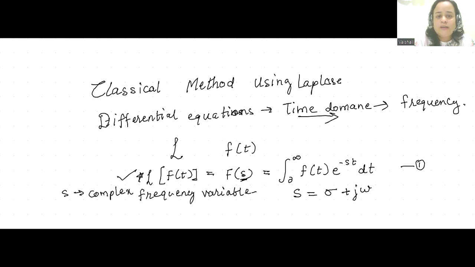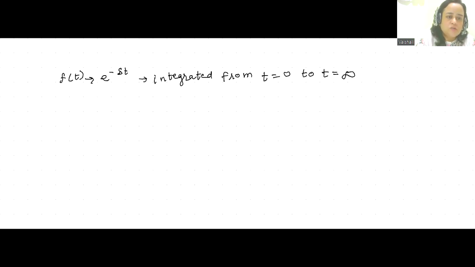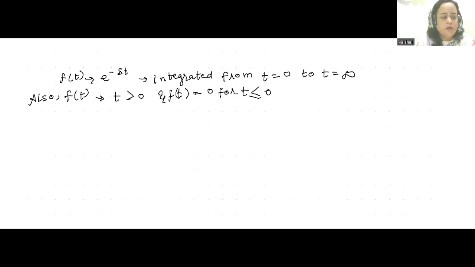So what we have done is convert from the time domain into the frequency domain, and the next step is to integrate it from 0 to infinity. Also, f of t is to be defined for t greater than 0, and f of t is equal to 0 for t less than or equal to 0. Understood till here? Now let's do the inverse Laplace transform.